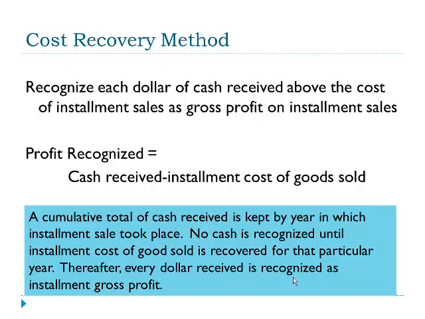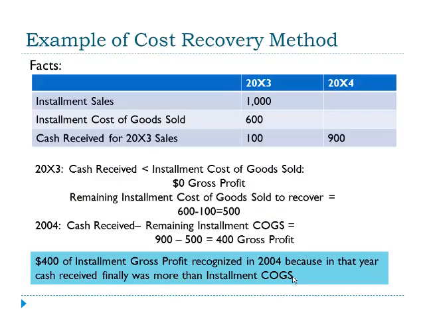A cumulative total of cash received is kept by year in which the installment sale took place. No cash is recognized until the installment cost of goods sold is recovered for that particular year. Therefore, every dollar received is recognized as installment gross profit.